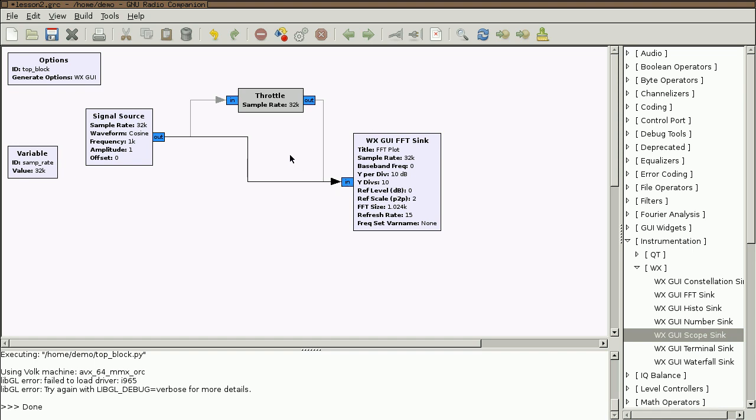Now, I can't actually demonstrate this running for you very well, and I'll tell you why in just a second, but you may have noticed some different things happen when you tried this. Some of you may not have noticed anything, but some of you should have noticed that the display perhaps did not work correctly in the FFT sink.